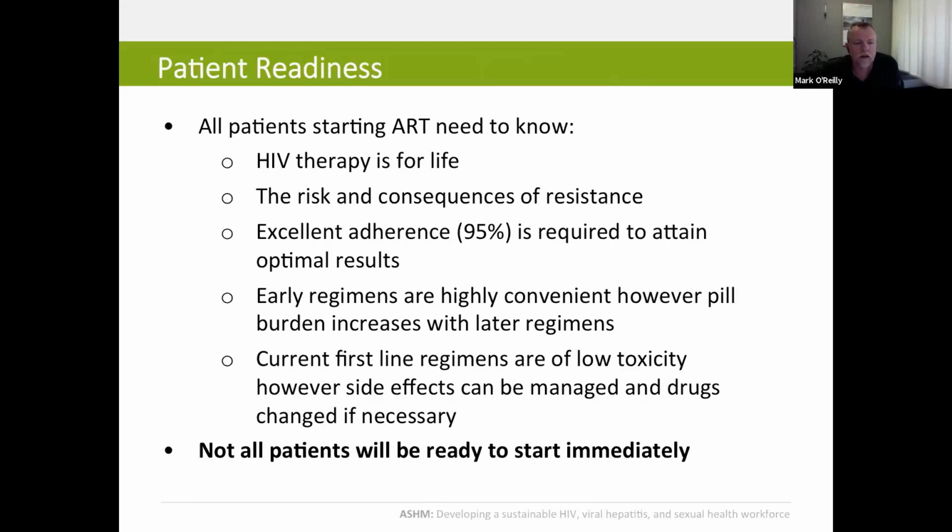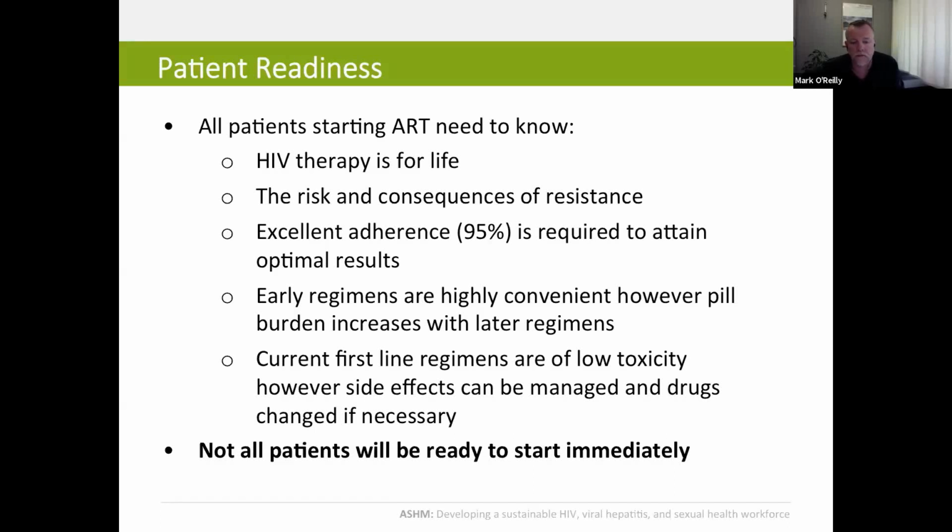It's thought that adherence rates of 90 to 95% are required to maintain virological suppression and to prevent the development of resistance. The HIV regimens that we use now, the ones we would lead with when someone wants to initiate therapy, are very convenient, and the pill burden is small, but with failure, salvage regimens tend to be more complicated with increased pill burden.